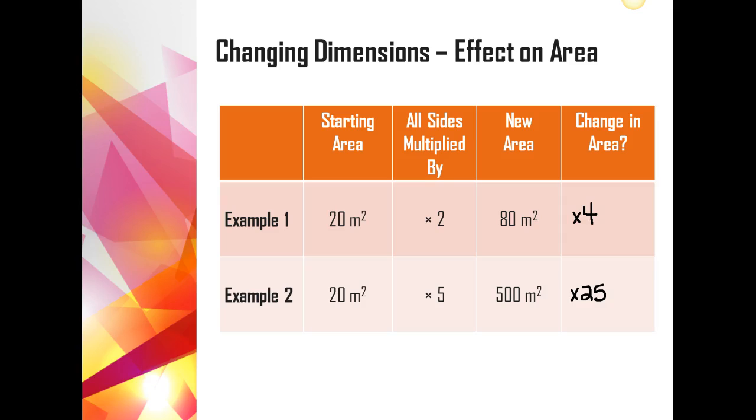When we're finding area, we work with units squared. As it turns out, 4 is actually the factor of 2 raised to the second power, or 2 squared. 25 is the factor of 5 raised to the second power, or 5 squared. If you multiply all sides of a geometric figure by a number, the area of the new figure will be that many times squared larger.